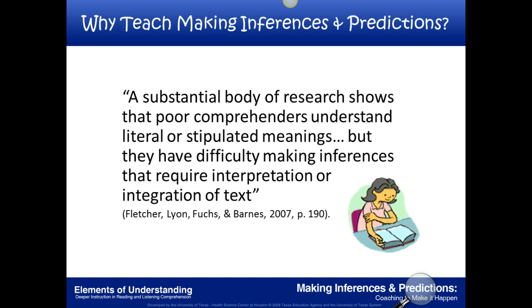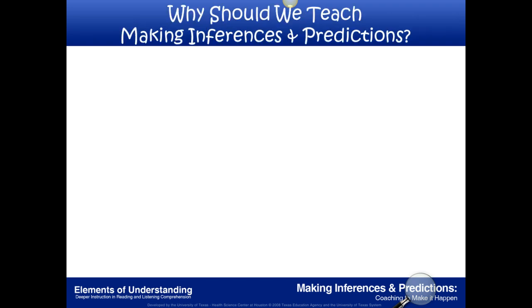A substantial body of research shows that poor comprehenders understand literal or stipulated meanings, but they have difficulty making inferences that require interpretation or integration of text. So in other words, students are better at understanding surface level information, but have difficulty with higher order thinking skills or understanding text at a deeper level. So I'll have students think about that and restate that maybe in their own words, or discuss at the table why they think this is the case, and then do a short share out.